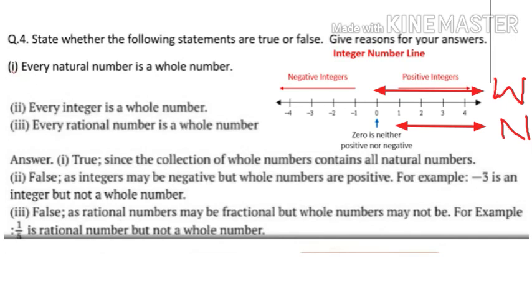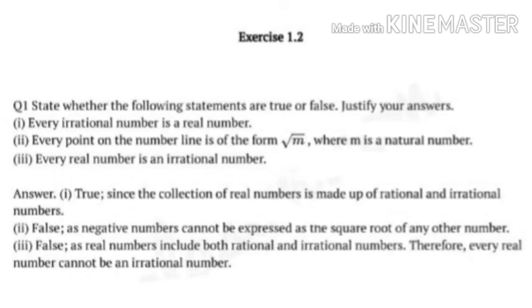Done. Let's do exercise 1.2. What is the first question? State whether the following statements are true or false. Justify your answers. See children, again true and false. Every irrational number is a real number. Yes, it is true because real numbers contain both rational and irrational numbers.